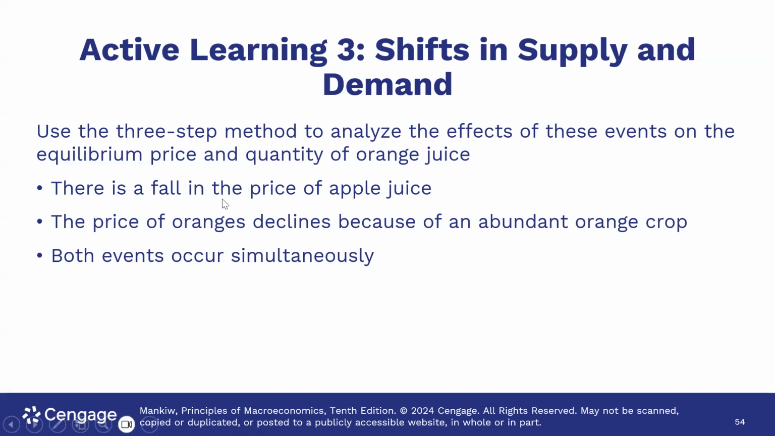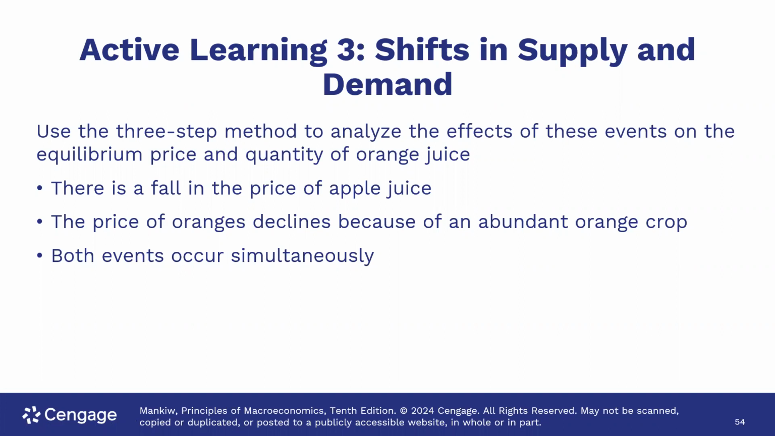So if the price of apple juice falls, more people would like to drink apple juice. So they may reduce the consumption of orange juice. So the demand for orange juice will reduce. That will be a shift of the demand curve to the left because it's a reduction. Second, the price of oranges declines because of an abundant orange crop.